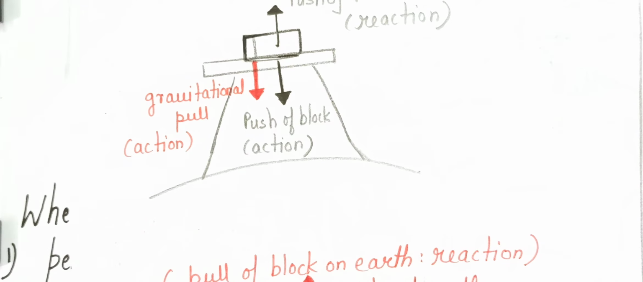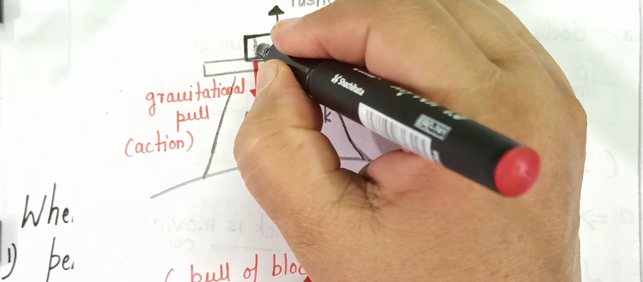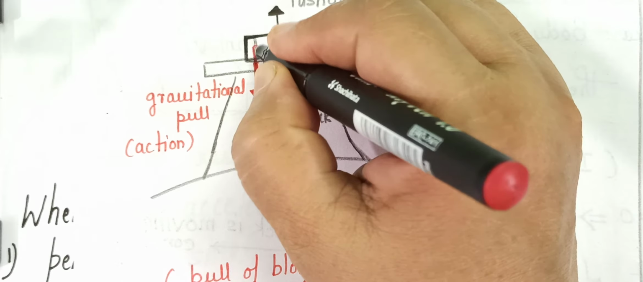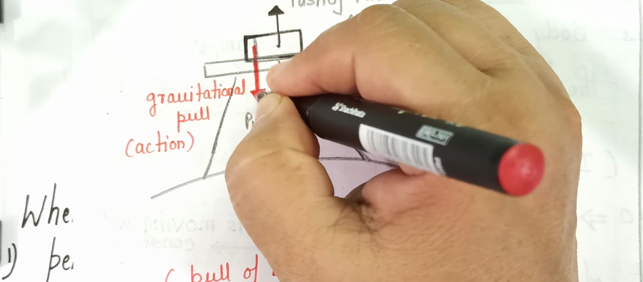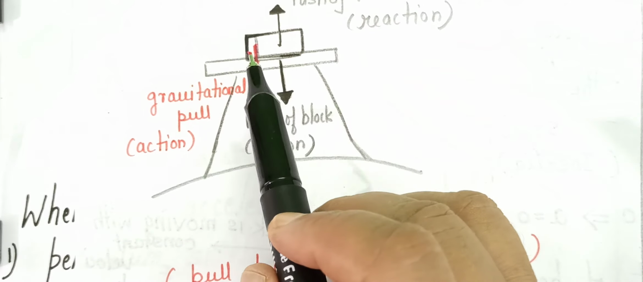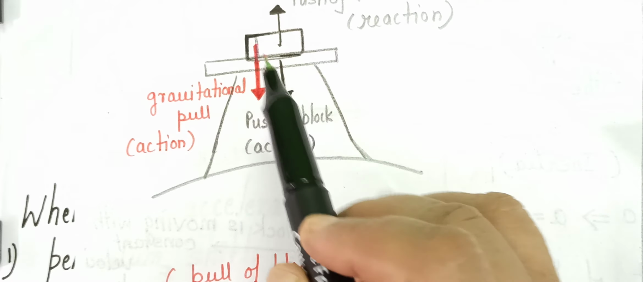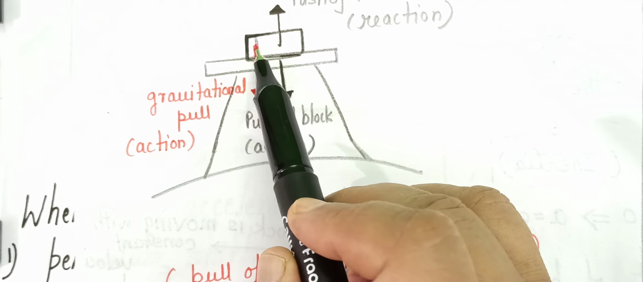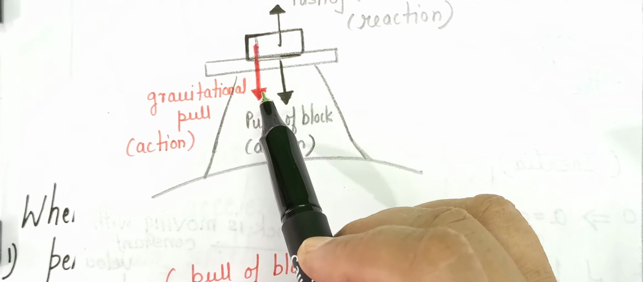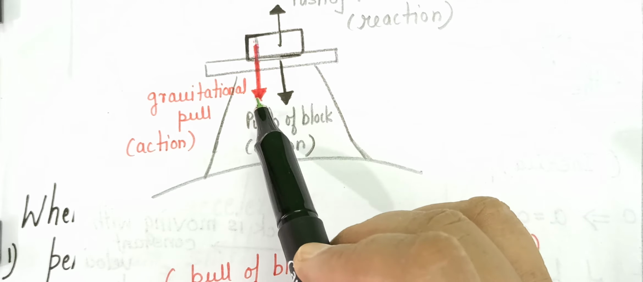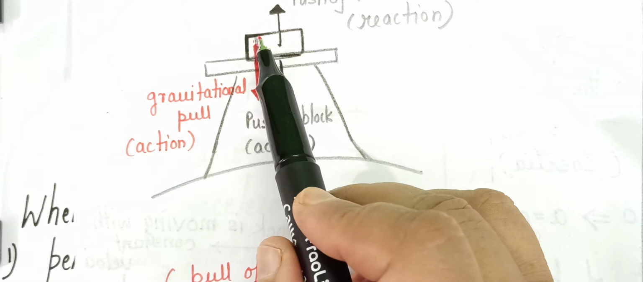Then the gravitational force, actually the forces are shown at the center of gravity. But I am showing this gravitational force because I don't want to miss the two vectors. So gravitational pull is acting on the block and is acting vertically downward. Now this is action done by the earth on the block.